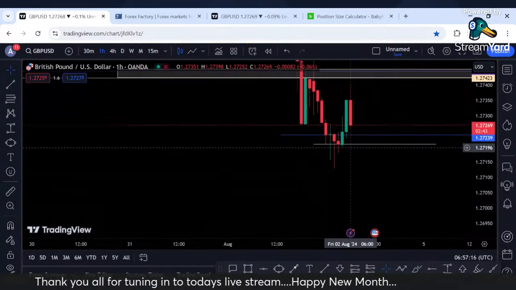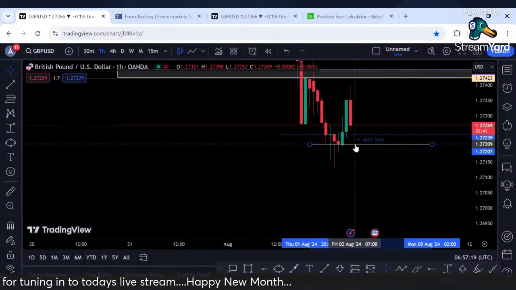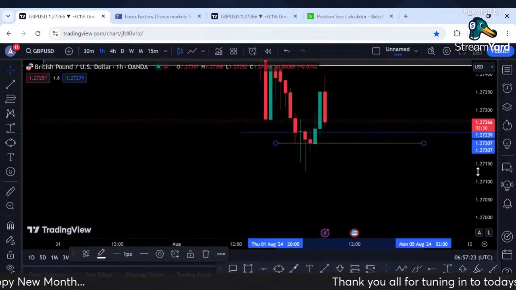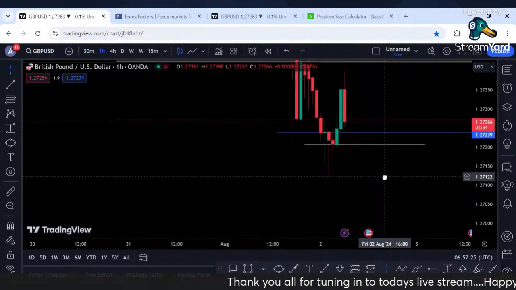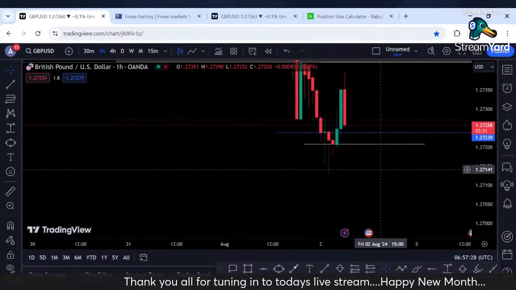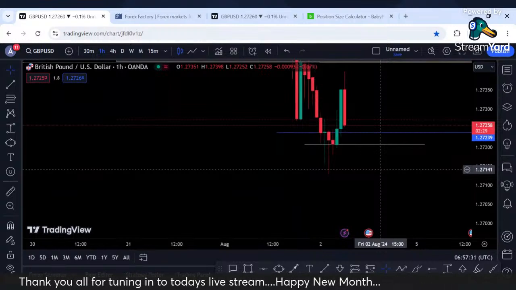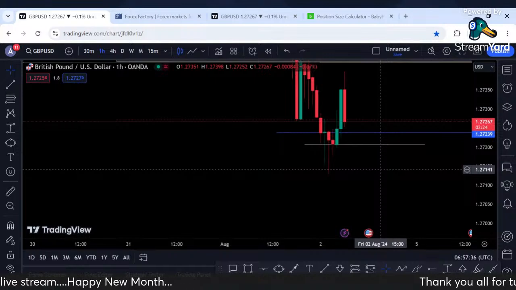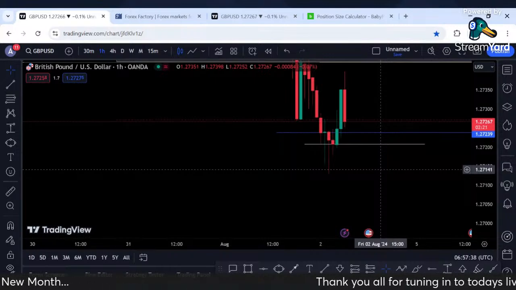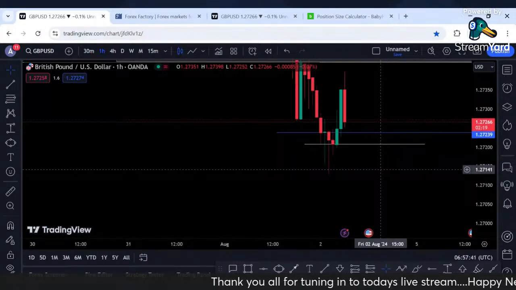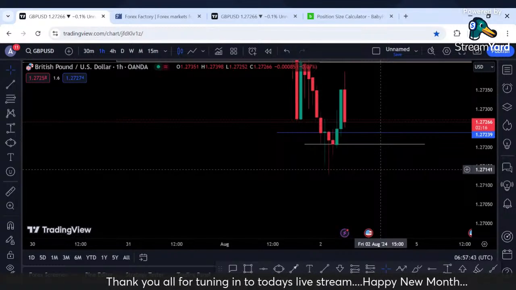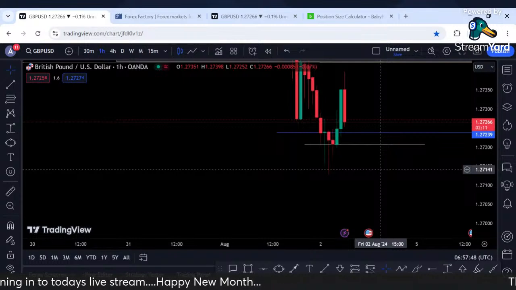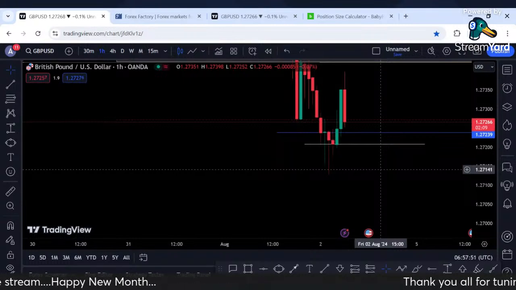So if the H1 candle flips bearish and closes above this one, because we have a consolidation over here, even though we are heading towards the London open session, which is going to bring a lot of volume in the market, we still have to be patient.